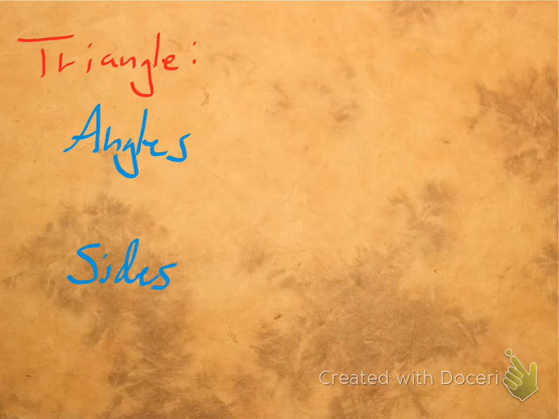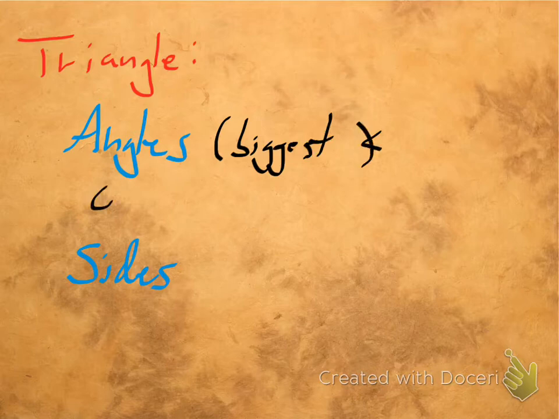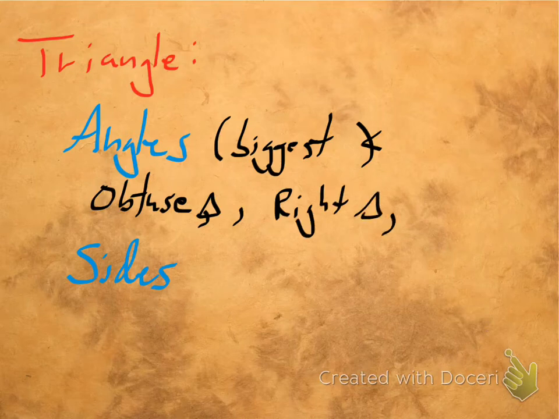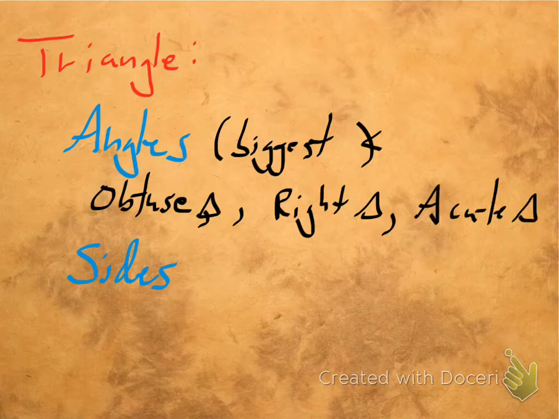Now, when we look at the angles, we look at the biggest angle. If the biggest angle is obtuse in the triangle, then we call it an obtuse triangle. And that's the symbol for triangle. If the biggest angle is a right angle, then we call it a right triangle. And those 2 small angles are always acute, but if the biggest angle is also still acute, then we call it an acute triangle. That's based on just its angles. It doesn't matter what the sides are doing. All triangles are either obtuse, right, or acute. They're one of the 3.